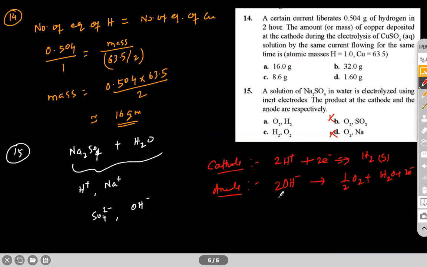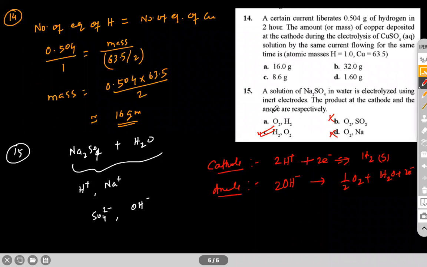At high concentration, sulfate ion will get oxidized into S2O8 2 minus. Okay, so in this case, since the concentration is not mentioned, whether it is high or low, we won't consider the high concentration. If it is high, it must be mentioned. Okay, the answer for this question is the product at cathode is H2 and the product at anode is O2. That is the only answer we have.